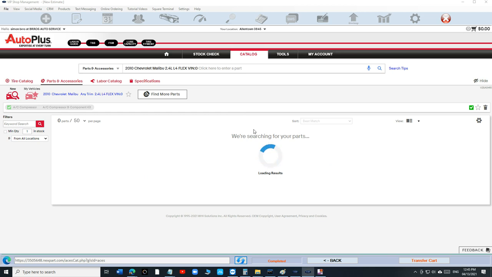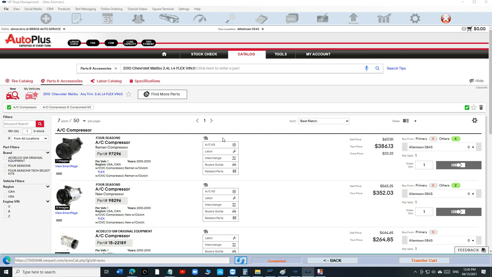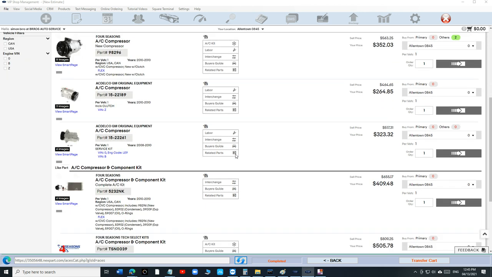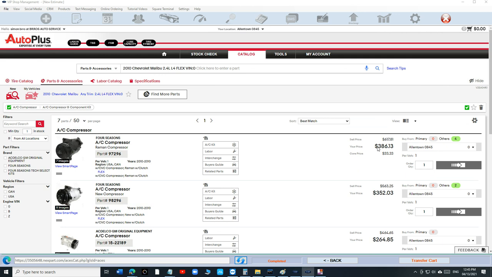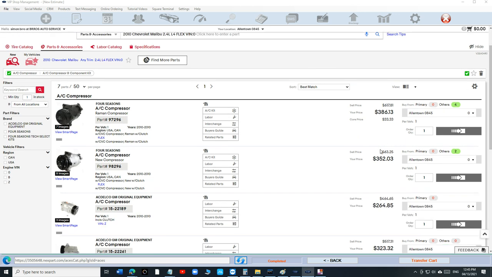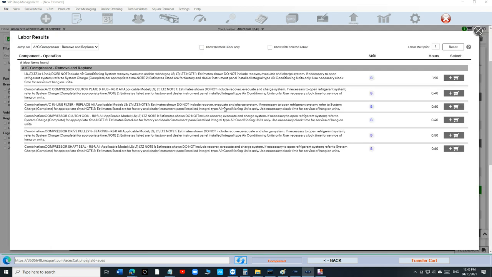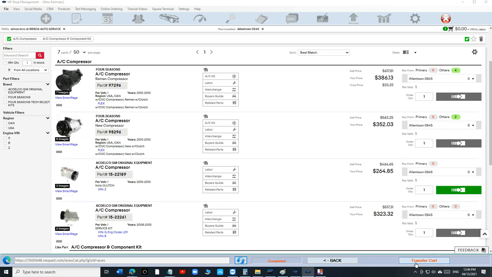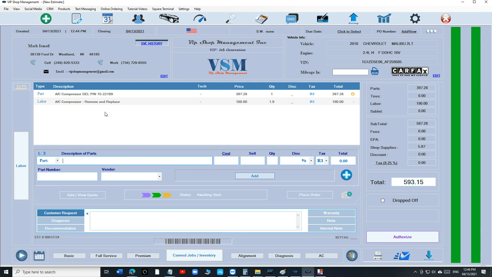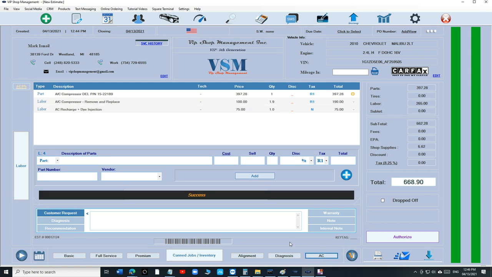And we're gonna see that they don't have it in stock, but the price right there is 386. They have a cheaper one at 264. So that's fine. I'm gonna click on add and I'm gonna grab the labor too, which comes from Mitchell 1. So 1.9, and I'm gonna click on transfer. And just like that, I got myself an estimate, and we cannot forget the AC recharge.